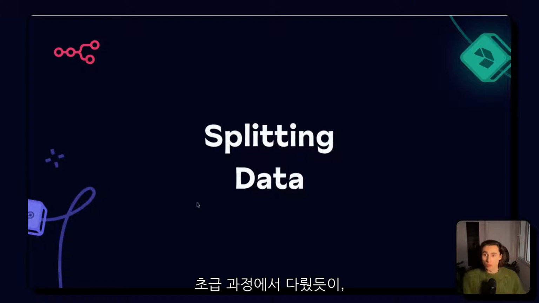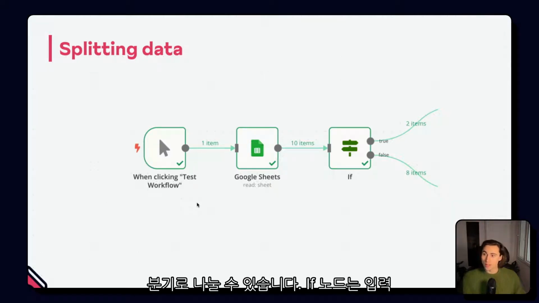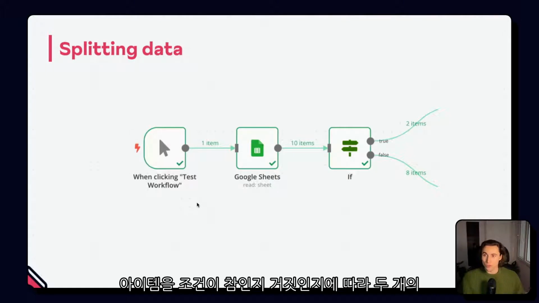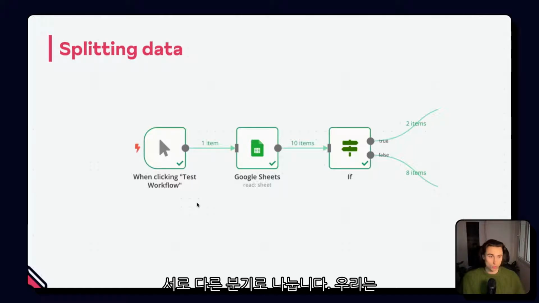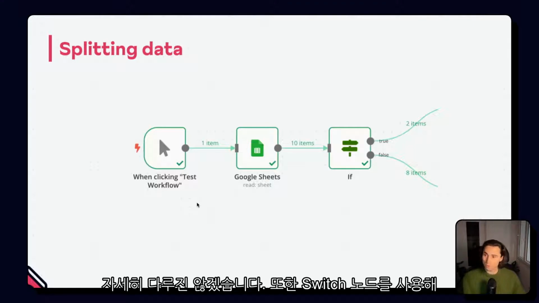As covered in the beginner course, we can use the if node to split data into multiple branches. The if node splits the input items down two distinct branches, whether the condition is true or false. We already saw this in the beginner course. We won't be covering this in this video.